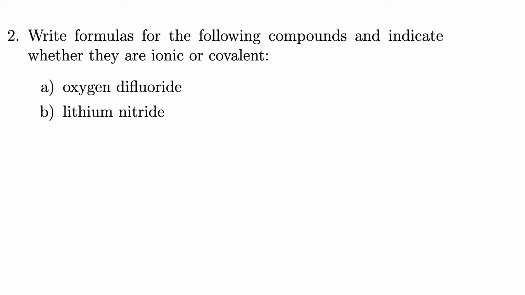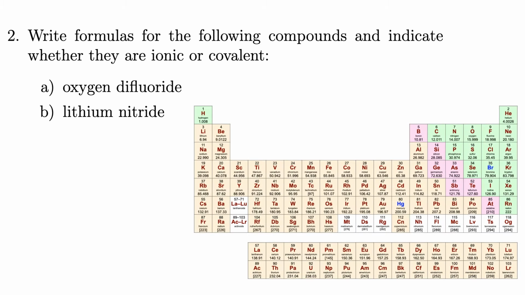Okay, the next question asked us to write formulas for a couple of compounds and to indicate whether the compounds are ionic or covalent. I'm going to bring up the periodic table again because this will be useful for answering this question. The first compound is oxygen difluoride, and the elements in this compound are oxygen and fluorine. Those are both nonmetals, and compounds between nonmetallic elements are covalent in nature, almost without exception. The formula is clued in by the name of the compound. Oxygen difluoride would have one oxygen and two fluorines.